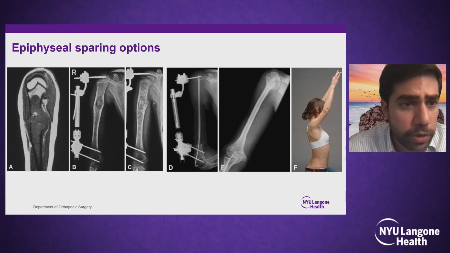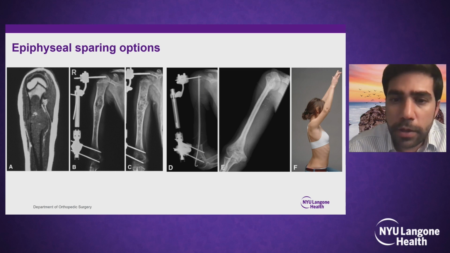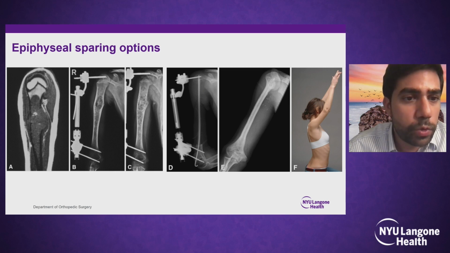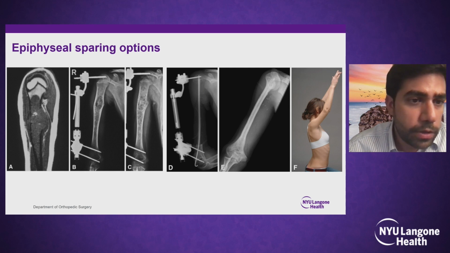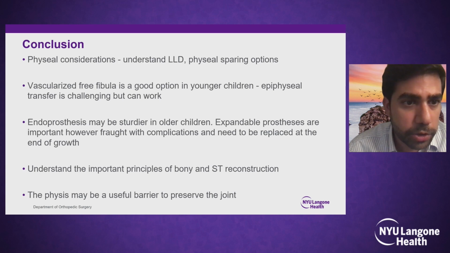Some studies report cases with epiphyseal sparing options. The epiphysis is considered somewhat of a barrier to the growth of the tumor. So these are cases where they used external fixators to expand the physis, in order to create more of a barrier, then resected the tumor, thereby sparing the epiphysis, and then reconstructed it. And so it's sort of a joint sparing option in these patients. Pretty good function in the long term.